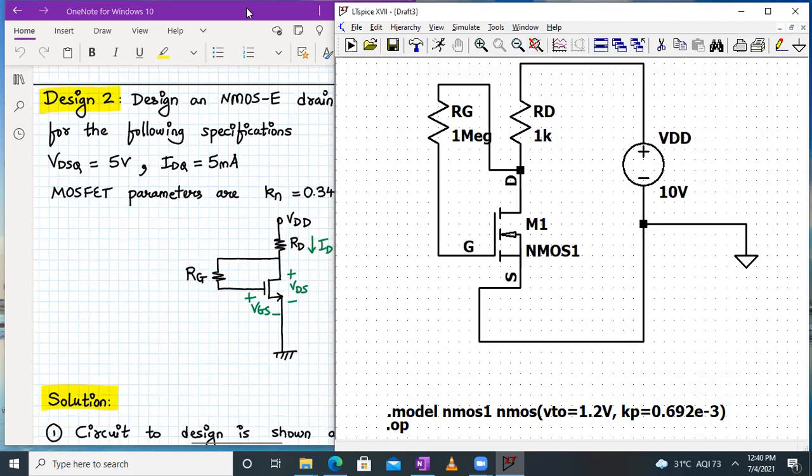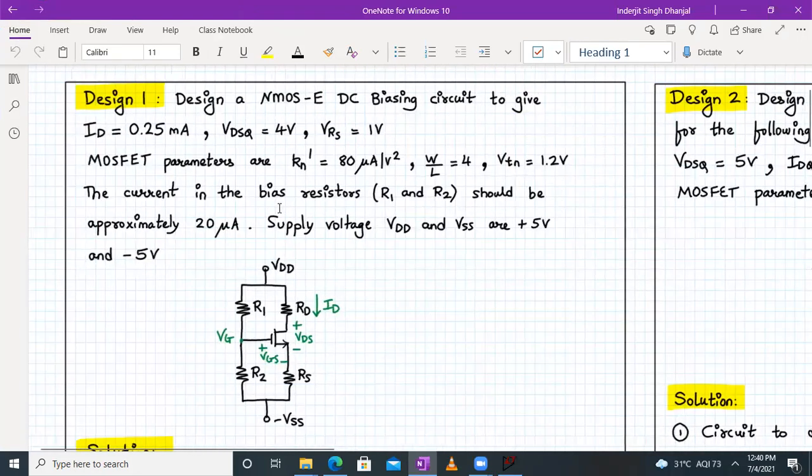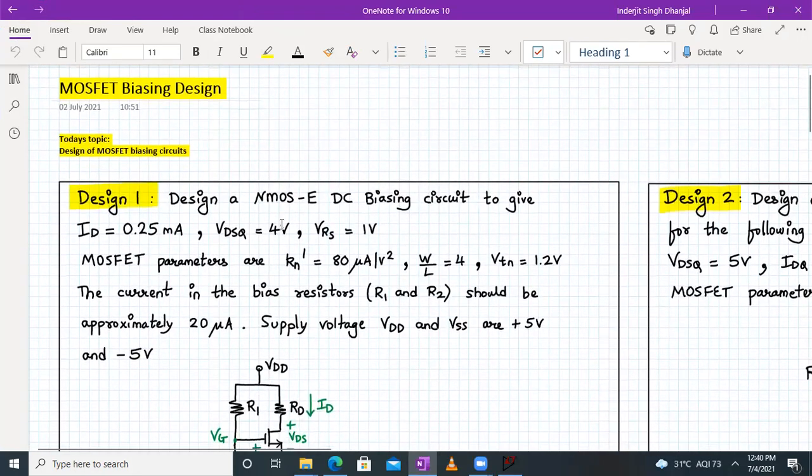So I think that's it for design number 2 and 1. We have completed the design of the MOSFET biasing circuit. So that's all for this session.